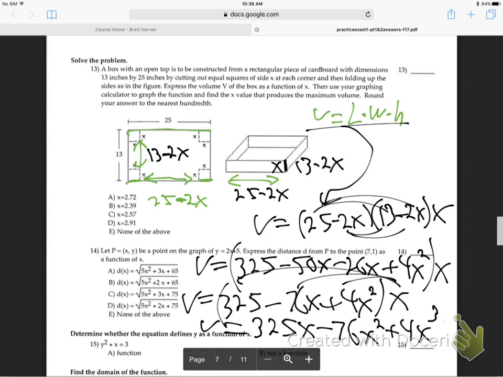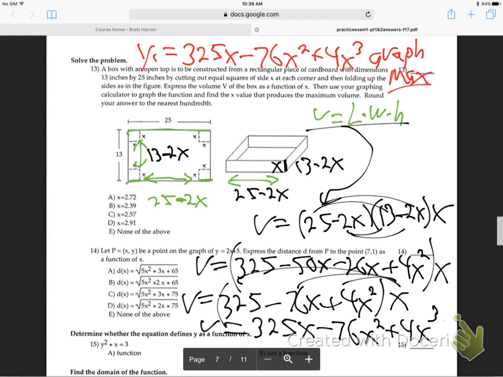Good. Okay, now what? Now put that in your calculator and graph it. Right? So now we would say, okay, y1 equals 325x minus 76x squared plus 4x cubed. Graph and find the max. I don't have time to go through all that. Glad to help you in my office hours. Just graph that thing, find the maximum, and whatever the answer is here. What is it, A? I guess it's A. You find 2.72 is the x value for the maximum on your graphing calculator.